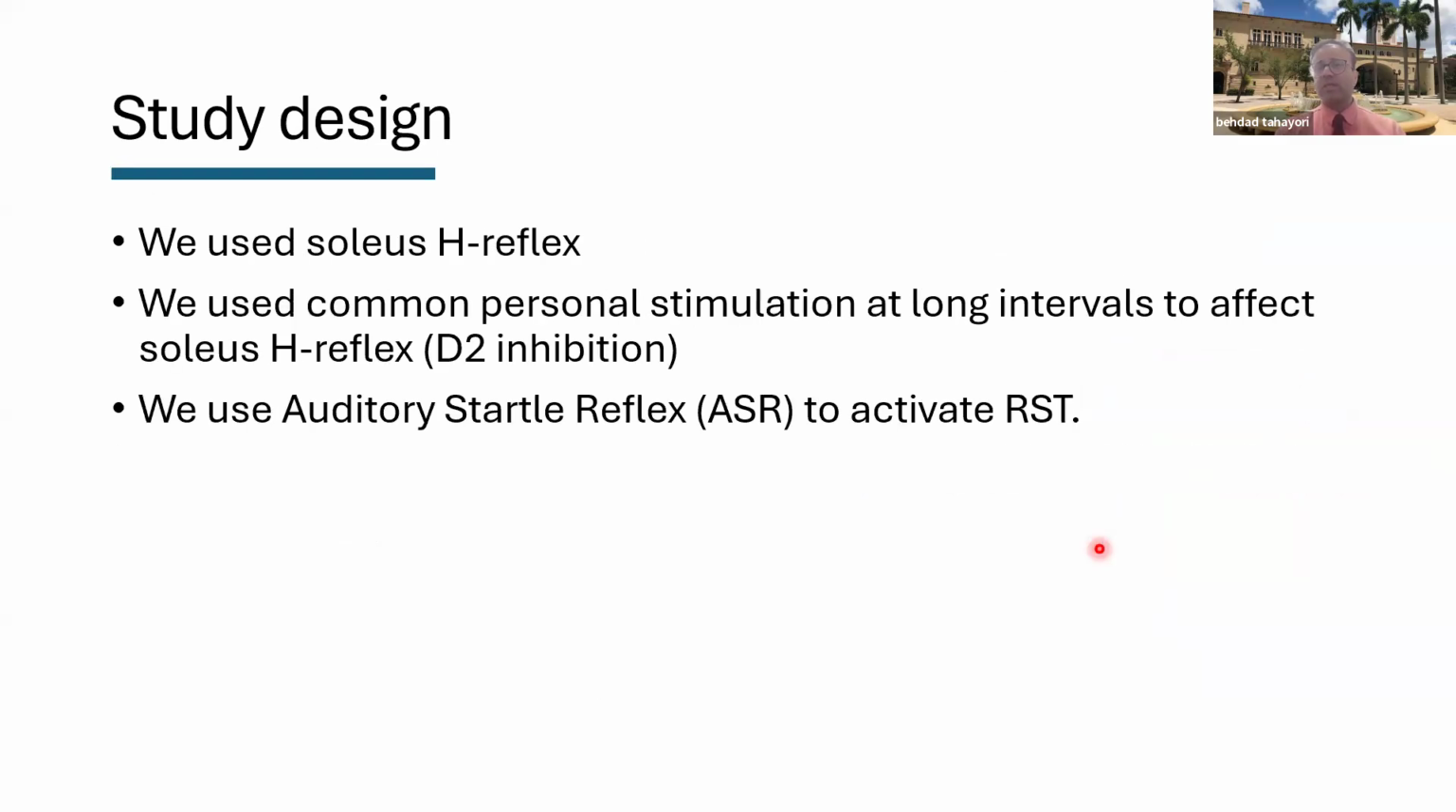And to do that, we elicited soleus H-reflex, that is a very common reflex for the lower extremity. We also conditioned the H-reflex by a type of inhibition called D2 inhibition. Very briefly, D2 inhibition is a presynaptic mechanism initiated by stimulating the common peroneal nerve, so tibialis anterior and its connection to the soleus, but it is not a reciprocal inhibition. This is D2 inhibition and is presynaptically mediated.